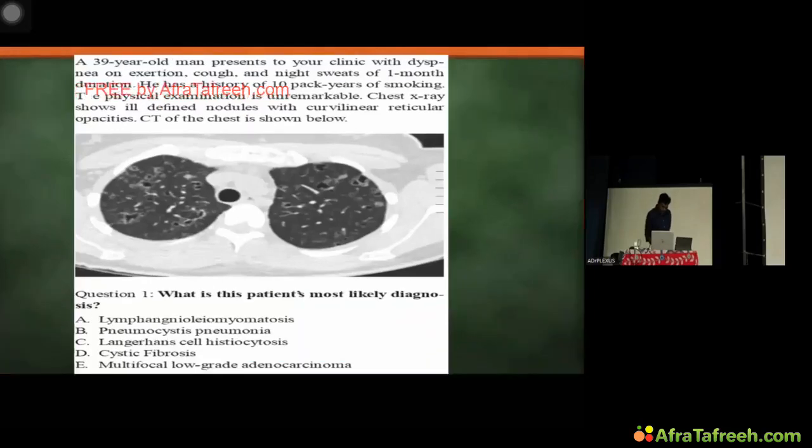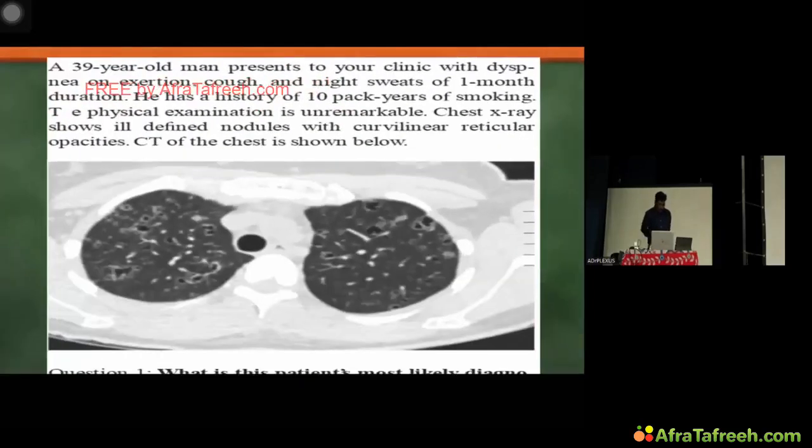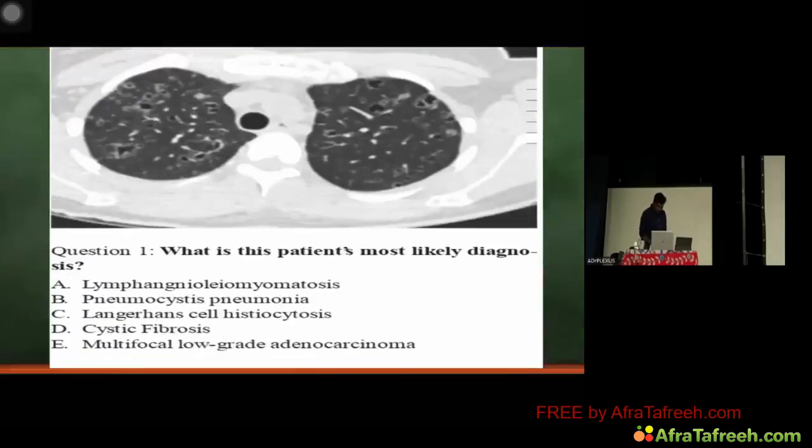A 39-year-old man presents to your clinic with dyspnea on exertion, cough and night sweats for 1 month. He has a 10 pack-year history of smoking. The physical examination is unremarkable. The chest X-ray shows ill-defined nodules with curvilinear reticular opacities. A CT scan is shown below. This is the CT scan, and these are the options.